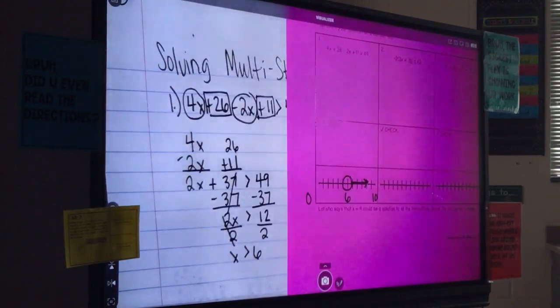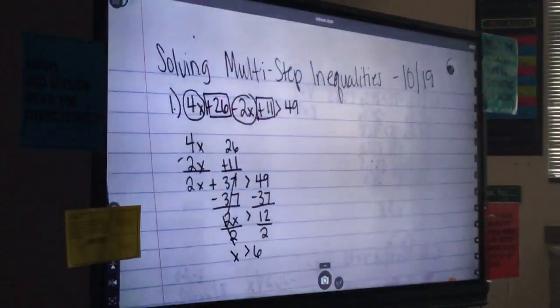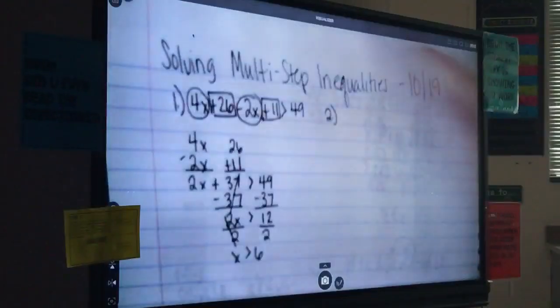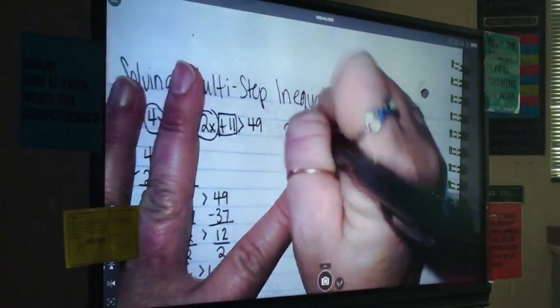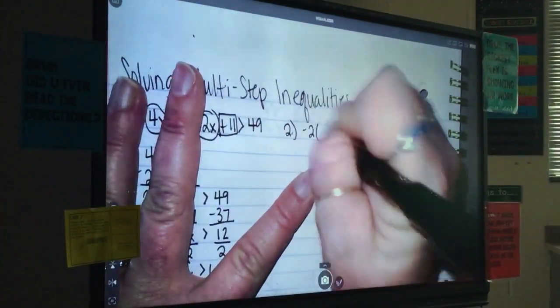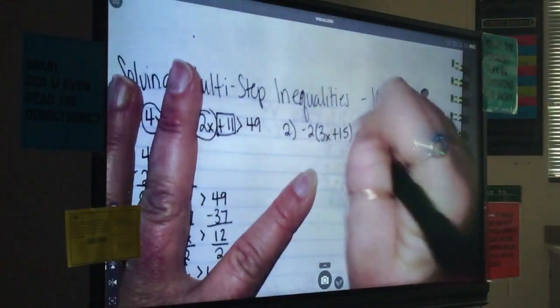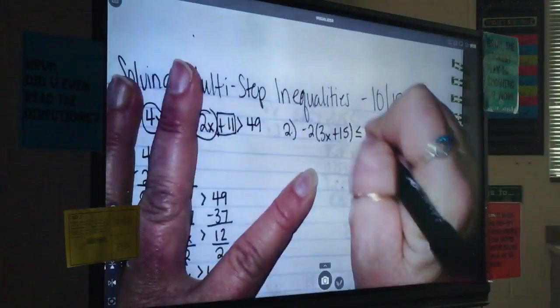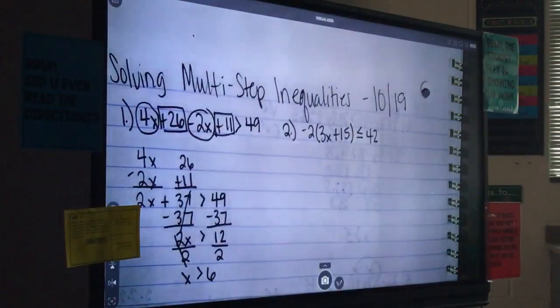All right. So first one, not too bad, right? Let's look at number 2. Again, I'm going to solve this in my notebook just so I stay a little bit neater. I have negative 2 times 3x plus 15 is less than or equal to 42. So raise your hand and tell me, what is step number 1? What is step number 1 here?